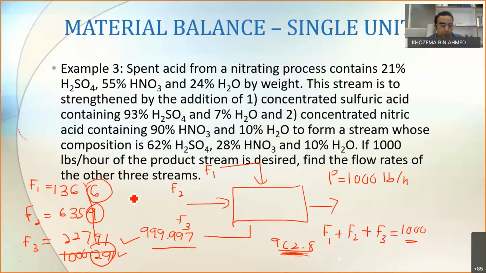Sometimes there will be a lot of difference between 136.6 and 136.55. Even though it's just 0.05, it can make a lot of difference when you are adding, multiplying and dividing. So after you have gotten all these three values, make sure F1 plus F2 plus F3 equals 1000. Okay, so everybody can get this final answer. These three answers are the correct answers. Anybody have any problem solving this problem?